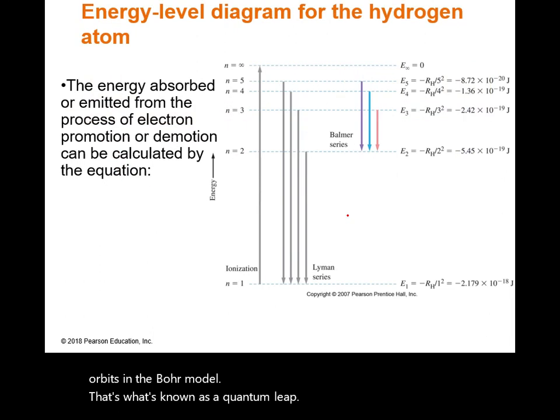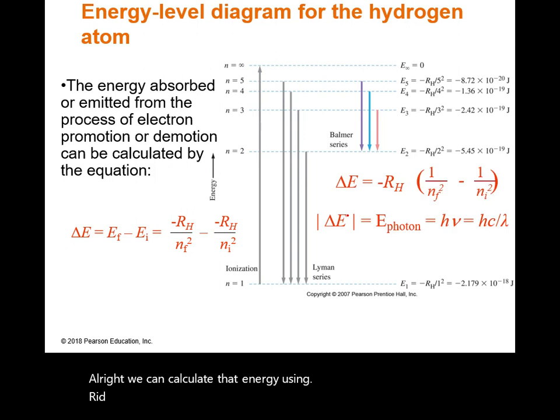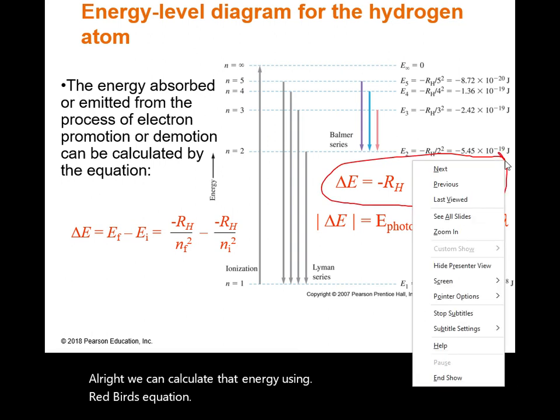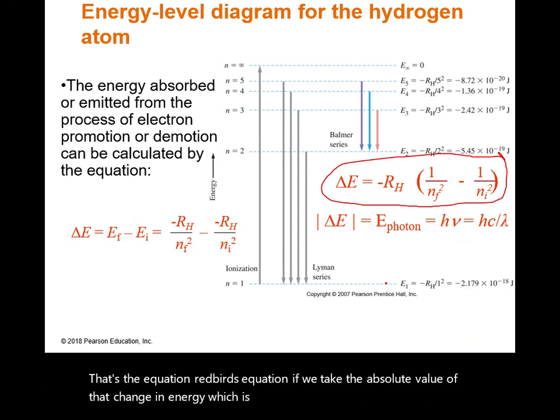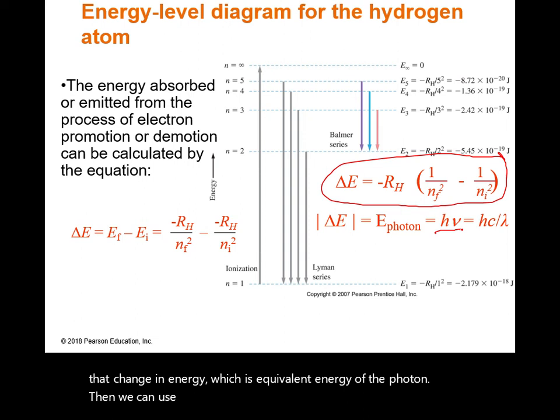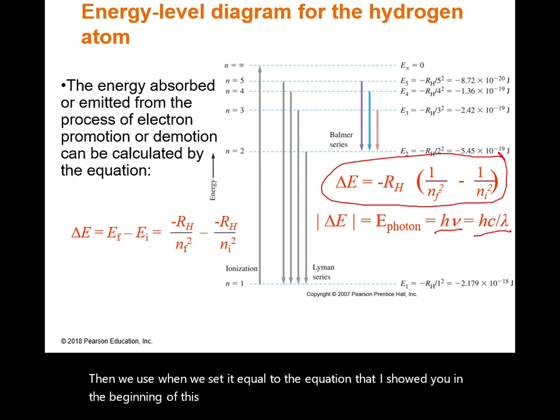All right, we can calculate that energy using Rydberg's equation. That's the equation, Rydberg's equation. If we take the absolute value of that change in energy, which is equivalent to the energy of the photon, then we can use Planck's equation. Then we set it equal to the equation that I showed you in the beginning of this lecture, and we can relate lambda to frequency to the energy through this.